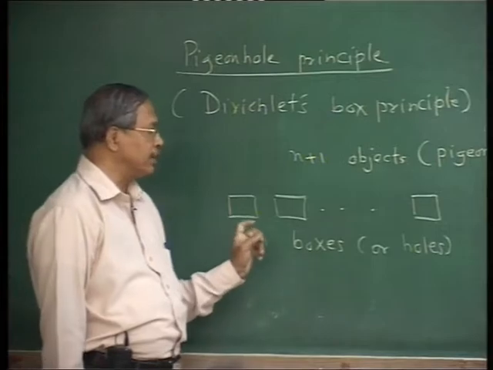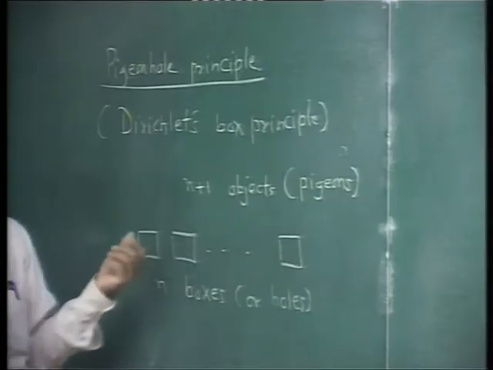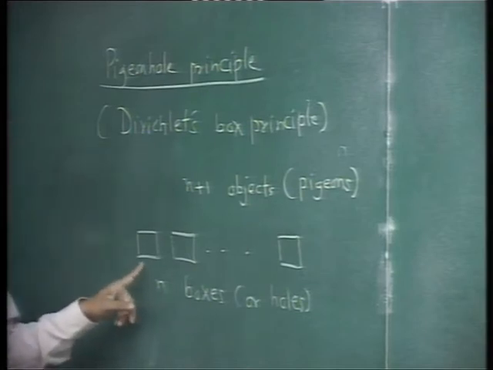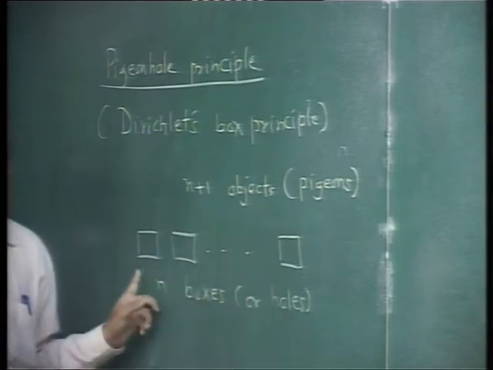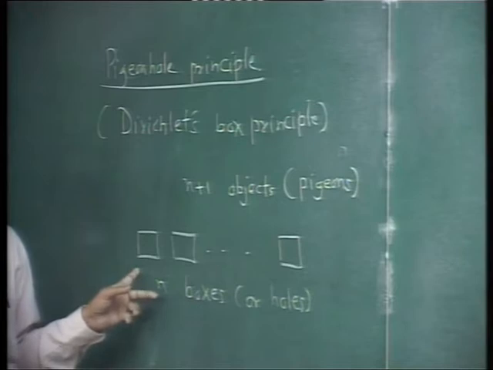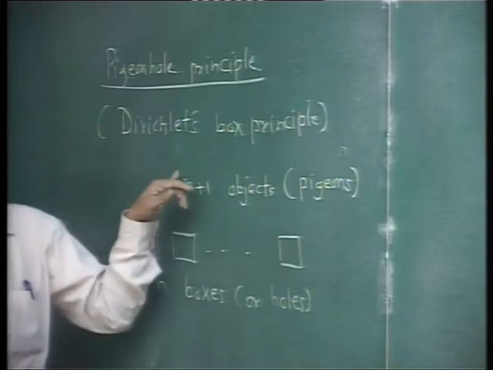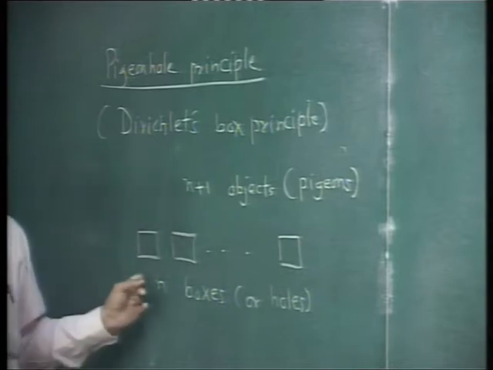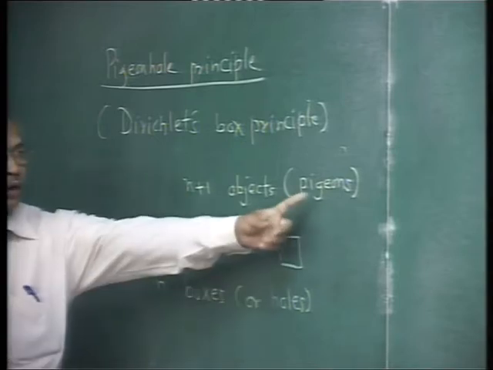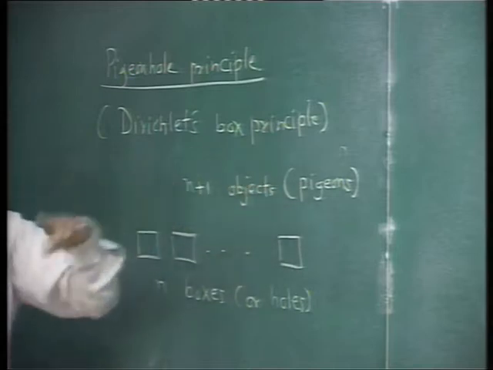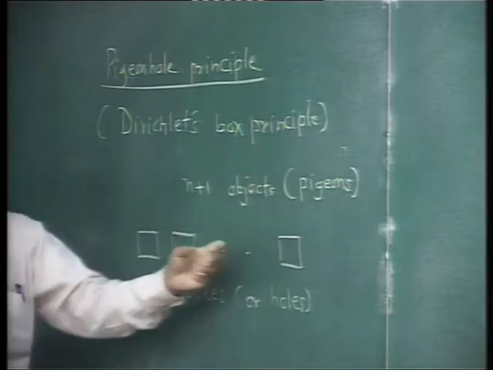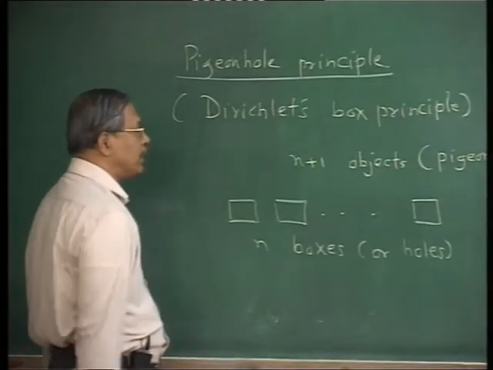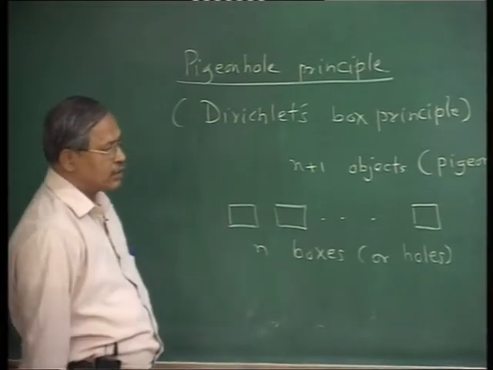Because if that does not happen, suppose every box can contain only at most one pigeon, then the total number of pigeons that can be accommodated in these n boxes is at most n. You cannot accommodate n plus 1 there. Okay. So, if n plus 1 or more pigeons are distributed in these n holes, then one of the holes contains at least 2 pigeons. Now, a similar situation we have here.